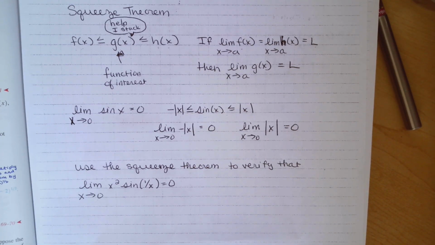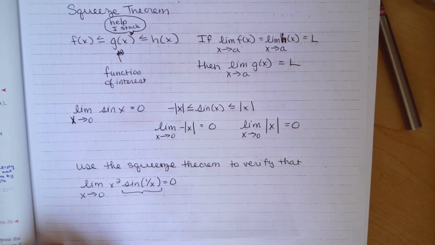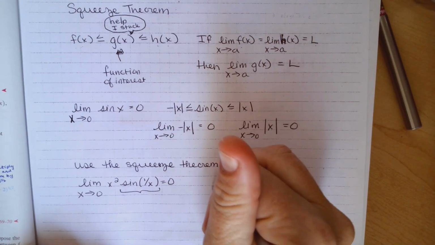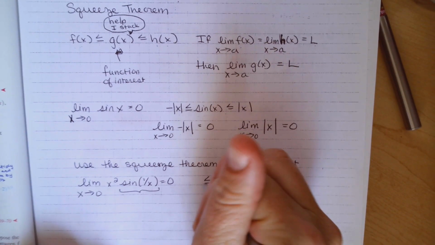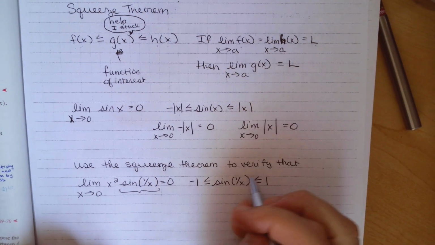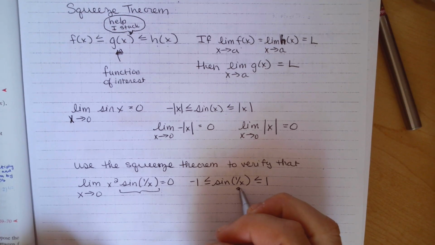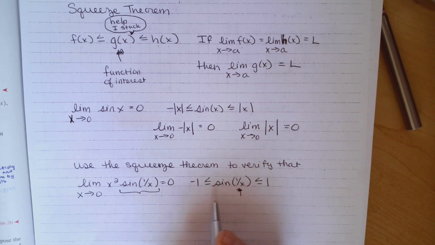Let's take a minute and just look at this portion here. What do I know about this portion? I know that sine 1 over x is always between -1 and 1, right? It doesn't matter what you have here. If we're talking about the sine of something, it always has to be between 1 and -1, somewhere between them. It oscillates back and forth. So I know that.